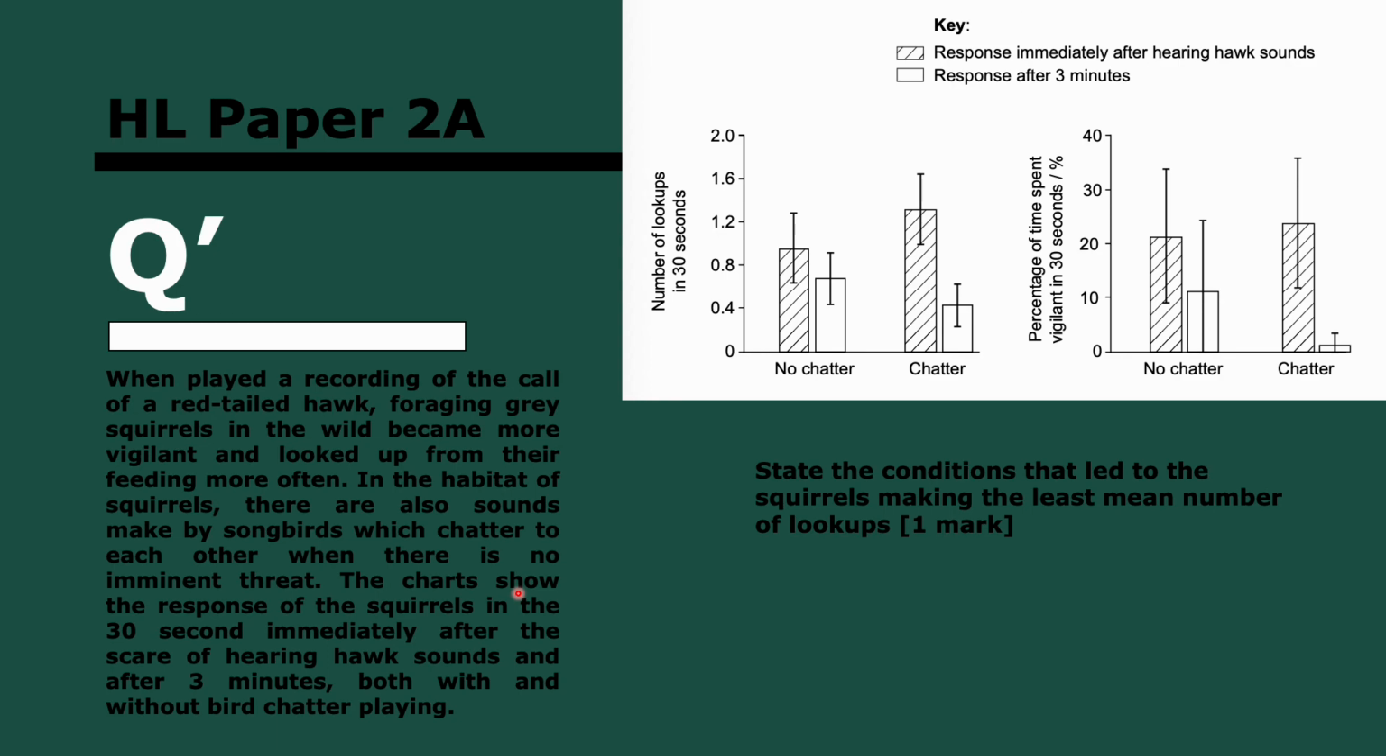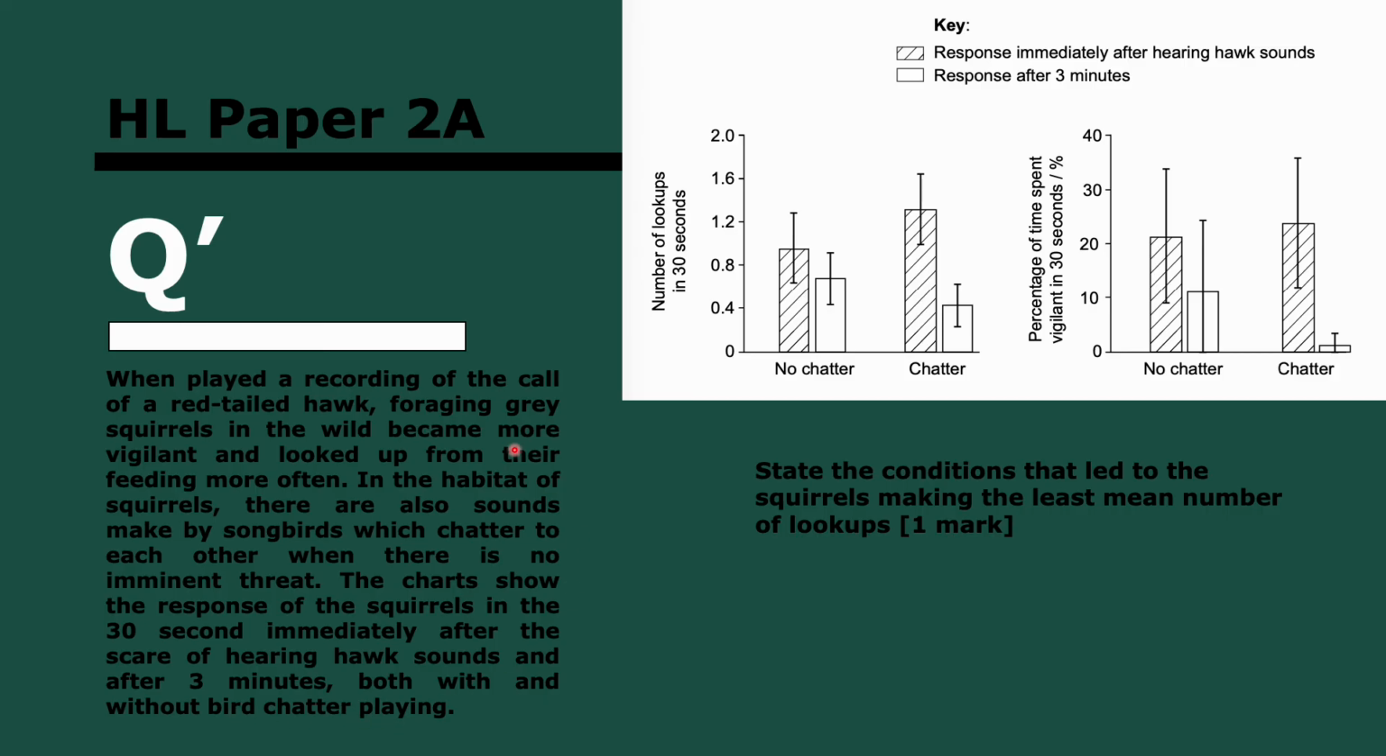Okay, so the next question has yet another graph. We can't get enough of these squirrels. When played a recording of the call of a rat-tailed hawk, foraging gray squirrels in the wild became more vigilant and looked up from their feeding more often. In the habitat of squirrels, there are also sounds made by songbirds, which chatter to each other when there's no imminent threat. The charts show the response of the squirrels in 30 seconds immediately after the scare of hearing hawk sounds and after 3 minutes, both with and without bird chatter playing.